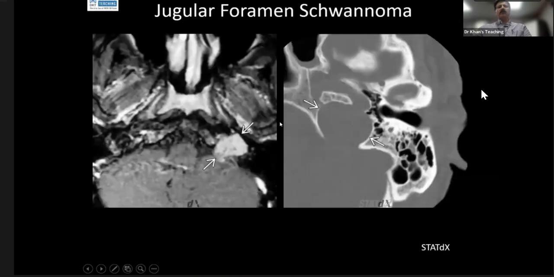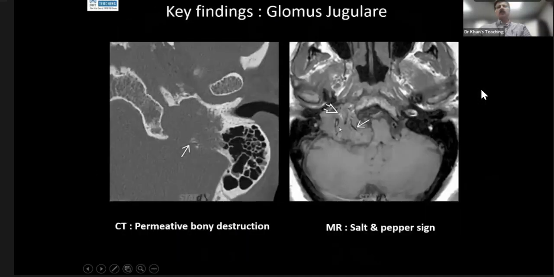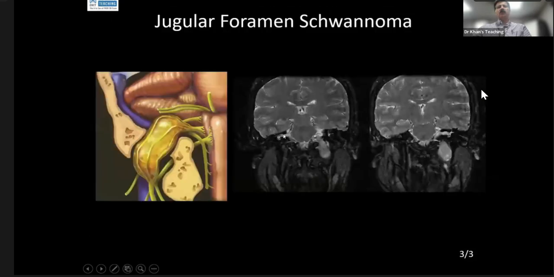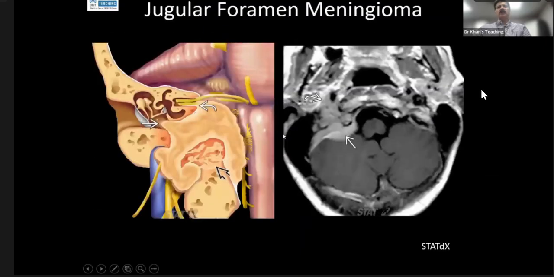And this is an example from StatDX. Look at this, how it has caused expansion. On the other hand, you remember this picture of permeative bony destruction. So this is how you differentiate between the two. And these are the top two differentials for jugular foramen masses.